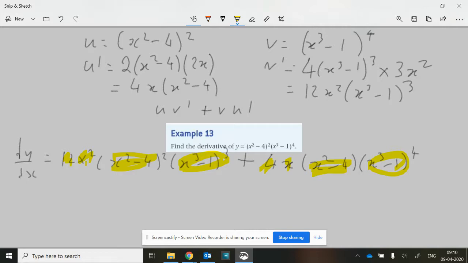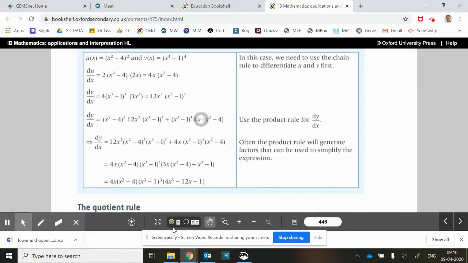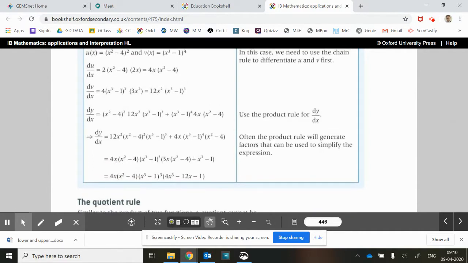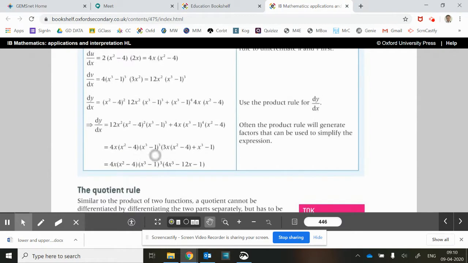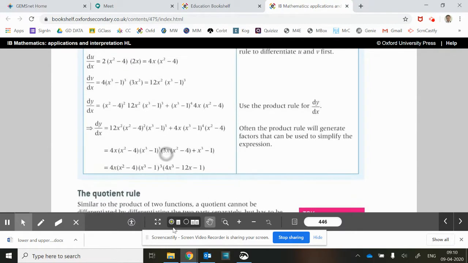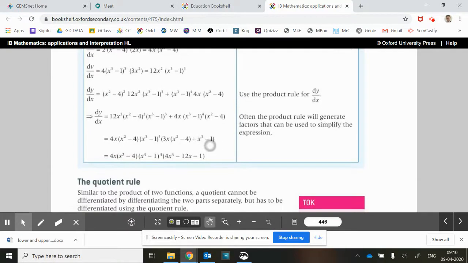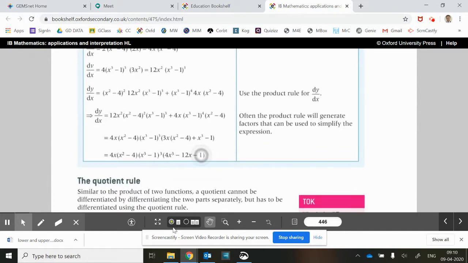So let's have a look at what they've done. Okay, so they've got to the same stage as me here. And yeah, like I said, they factorized out the 4x, the (x squared minus 4), and the (x cubed minus 1) all cubed. So that's why it's useful leaving things in brackets. And then on the inside, what was left when we took out those factors from the left-hand and the right-hand term was 3x and (x squared minus 4) on the left-hand one, and (x cubed minus 1) on the right-hand one. Now, this thing in brackets can be simplified to this thing here if you multiply it out and simplify it. And that's the final factorized form.